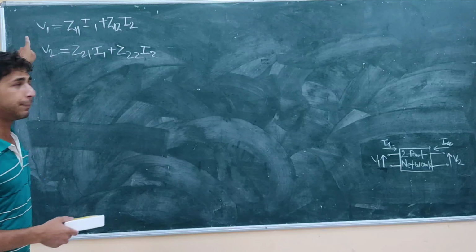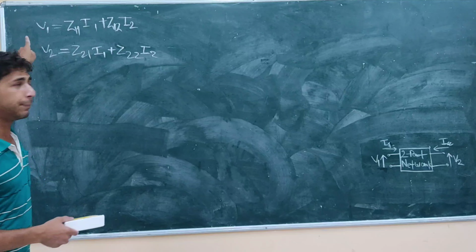So this is a network. We know I1 and V1 are the input terms, I2 and V2 are the output terms, and in input we have two components, in output we have two components. That's why it's called a two-port network. From this two-port network, if we want to extract any information about this network, we have to consider some parameters. Parameters are in terms of impedance, in terms of admittance, and in terms of transmission.